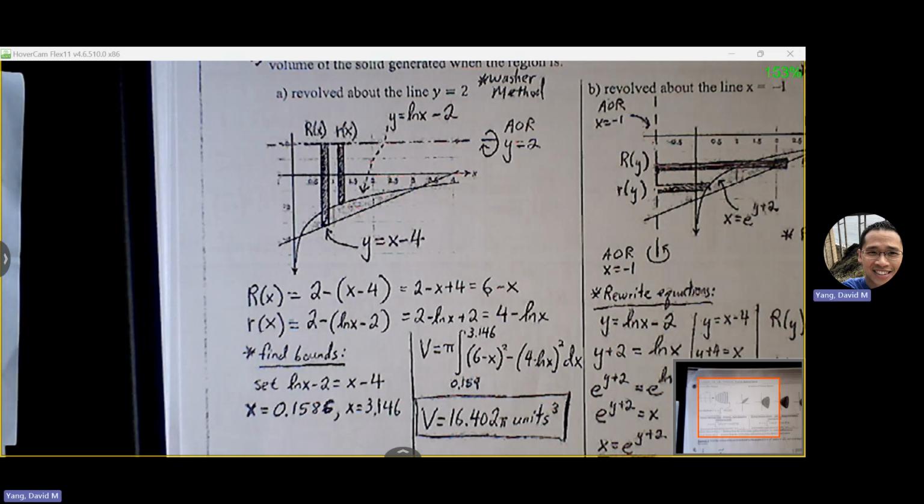And then to find my bounds, I need to set the equations equal to each other. I think it's easier to use your calculator and do second trace intersect, find points close to those intersections, and you should be able to nail down these points here, 0.1586 and 3.146. Now, as you find those points, go ahead and identify their y values, because those y values will come in handy when we're rotating about a different line.